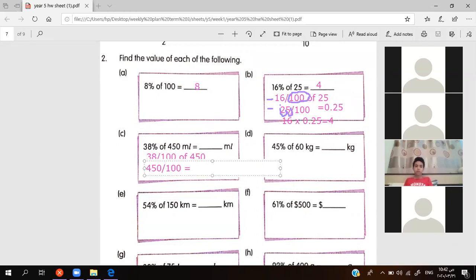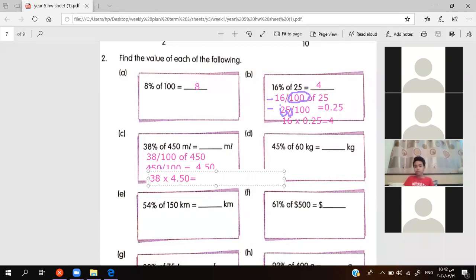Okay. How can I do this? I will move my decimal 2 places. So it's going to give me 4.50. Do you understand so far? Okay, now I got 1%. The 1% is 4.50. But how many percent do I actually want? Yes, 38. So I will do 38 times the 4.50 I got.